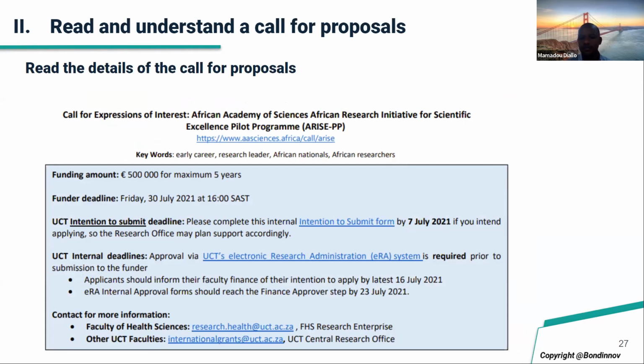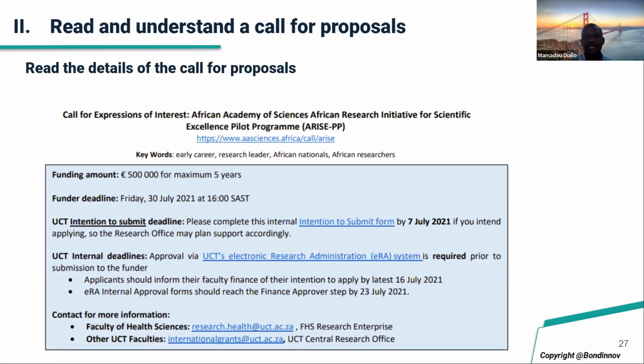If you are not from here, not an early career research leader, not an African national, you may not be qualified. So pay attention to these keywords before you go further. So what is the amount? 500,000 euro maximum, for 5 years, not more than 5 years. It's funded for 5 years.